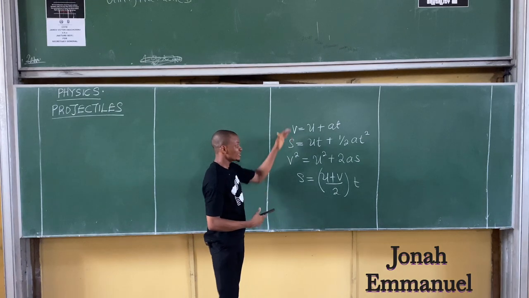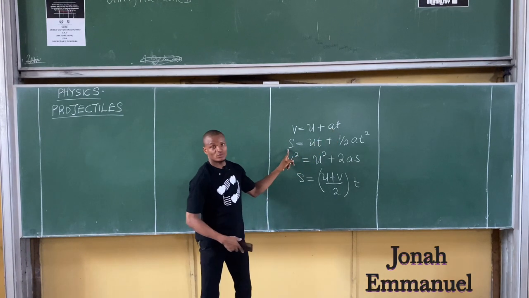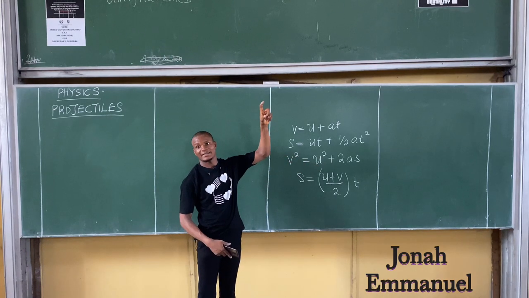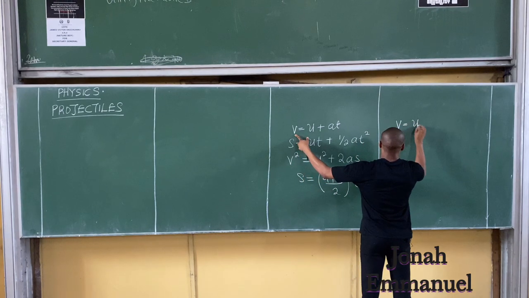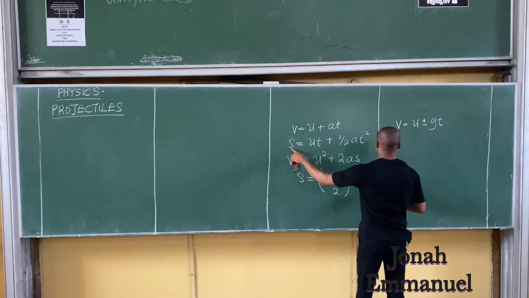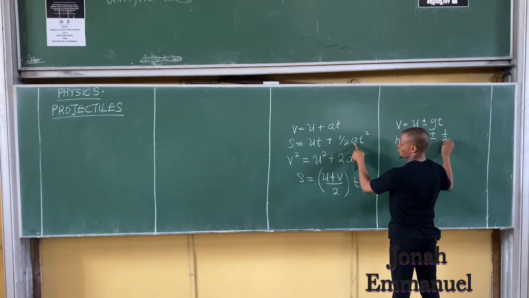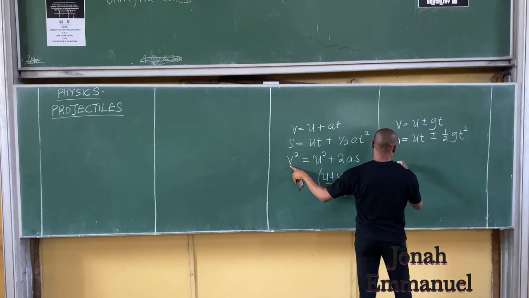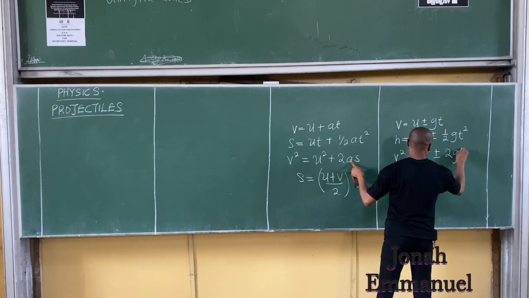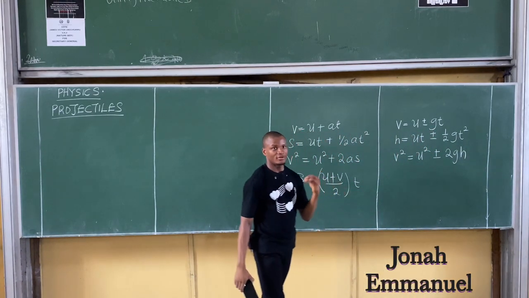When it comes to free fall, it follows this pattern, but there are some changes. A becomes G, the acceleration due to gravity. And S, the horizontal distance, becomes H, the vertical height. So V equals U plus or minus GT. H equals UT plus or minus half GT squared. And V squared equals U squared plus or minus 2GH.